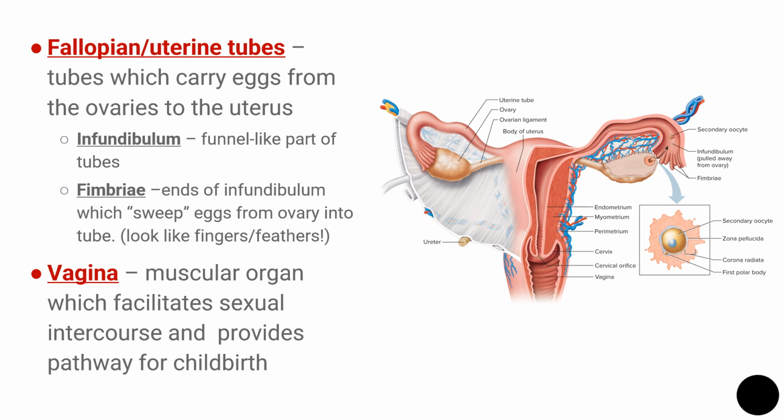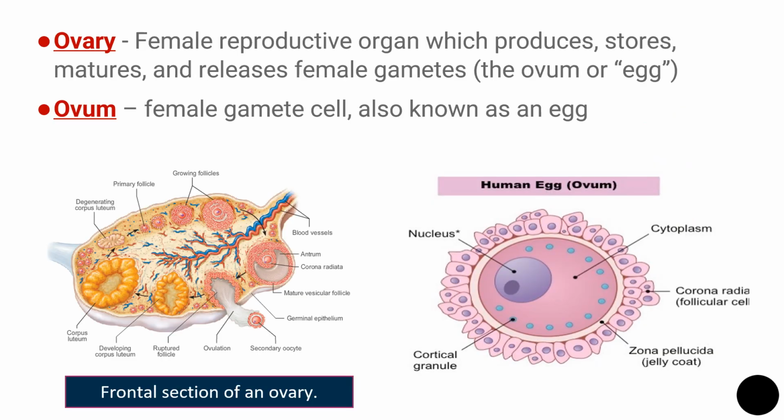And then we're going to have the vagina. This is going to be a muscular organ, which is going to facilitate sexual intercourse and provide a pathway for childbirth. We also have the ovary. This is going to be the female reproductive organ, which is going to produce, store, mature, and release the female gamete or the egg. You'll also hear eggs referred to as ovum. And so the ovum is ultimately the female gamete cell. So this is analogous to the sperm in the male, right?